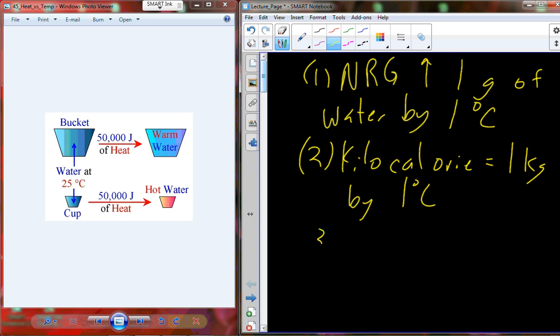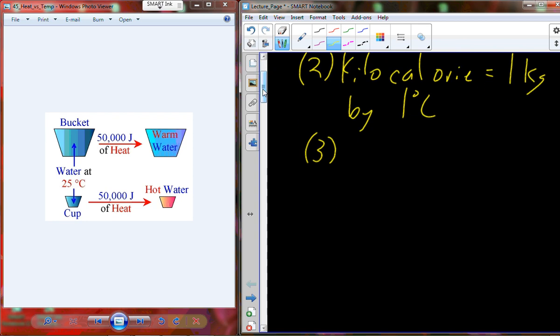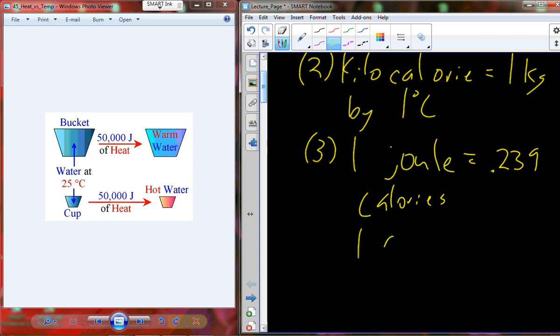Now, in our reality, even though calories are pretty acceptable, it's best to use joules. 1 joule is equal to 0.239 calories. 1 calorie equals 4.184 joules. Yeah, 0.239.